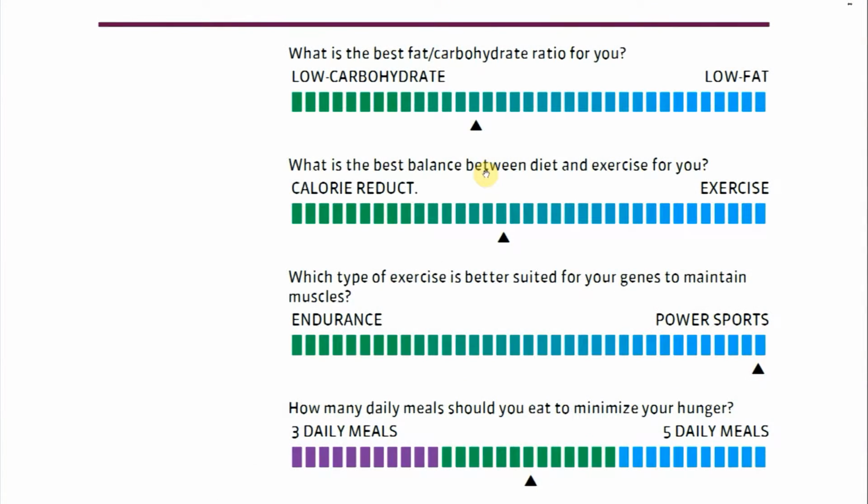And here, you see, if the arrow is here, it means you should eat low fat, because you're fat sensitive, but carbohydrates are no problem. If you're here, it's low carbohydrate, because you're not fat sensitive, or you might be anywhere in between.